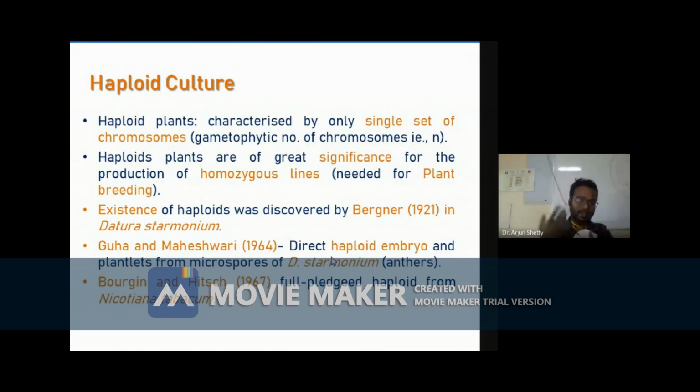Later, in the year 1964, Guha and Maheshwari, these two are pioneer embryologists of India. Okay? Guha and Maheshwari, both are male. Don't get confused with Maheshwari as a female name. Panchanan Maheshwari is the full name of the person. He is a well-known, renowned embryologist. And they successfully reported haploid embryo formation.